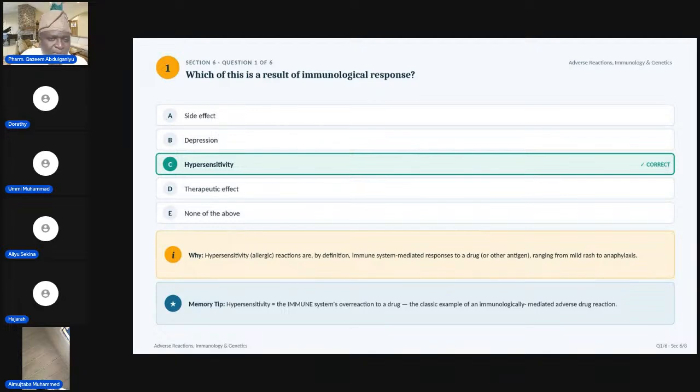Are we together now? If I'm the one asking this question, I can say which of the following is an extension of the pharmacological action of a drug, and I'll put side effects and these options there. At the end of the day, side effect will become the answer, because that's the extended pharmacological action of a drug.